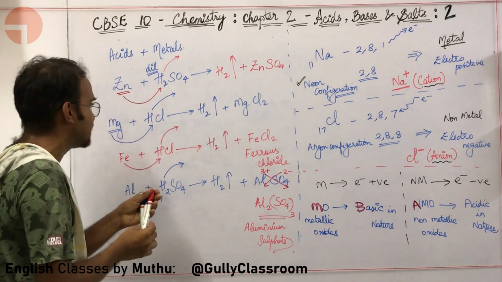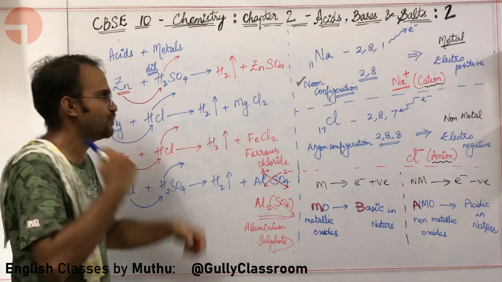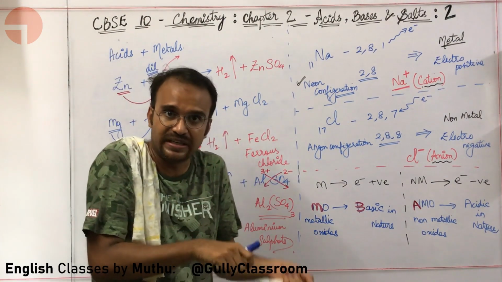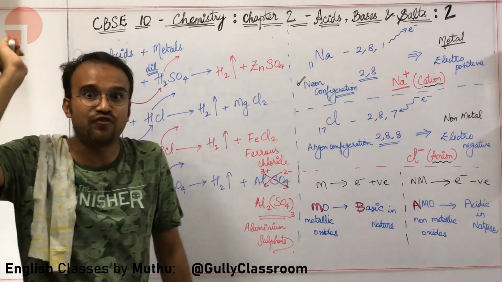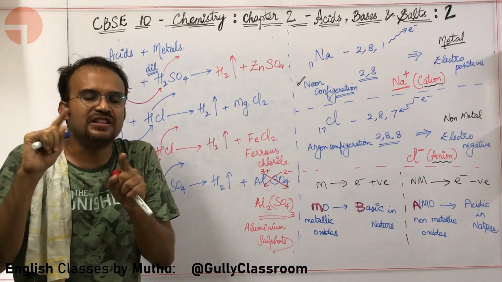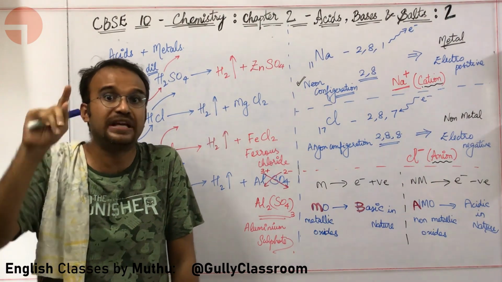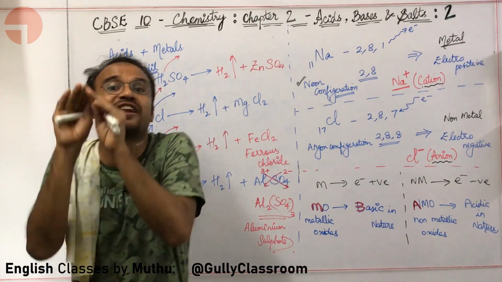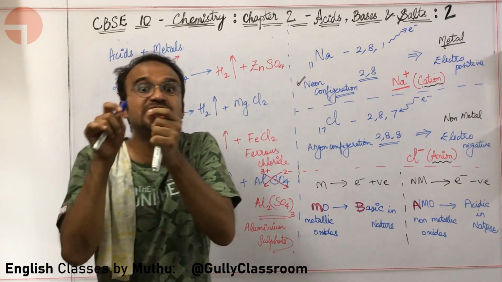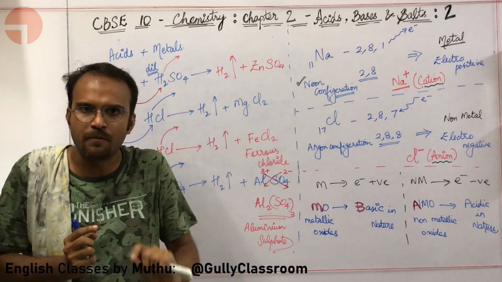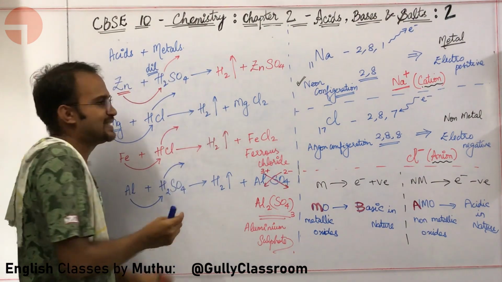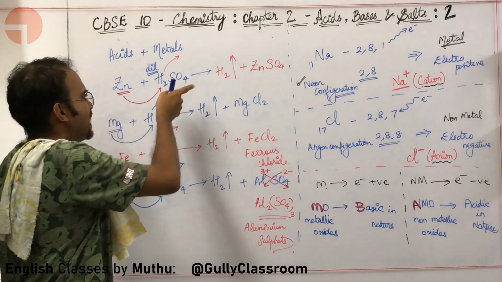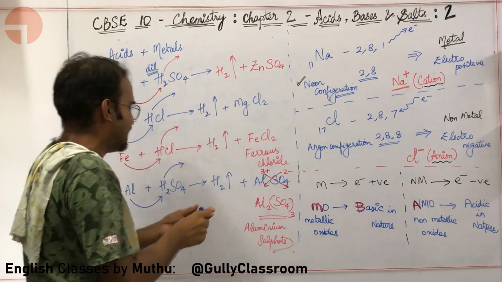Here, the more reactive metal is simply displacing hydrogen from its compound. Hence, this is also called a single displacement reaction that we have learnt in the first chapter, in the types of reaction, where a more reactive element will displace a less reactive element from its compound. In all these cases, the less reactive component is hydrogen. So hydrogen is displaced by the metal and sent outside.